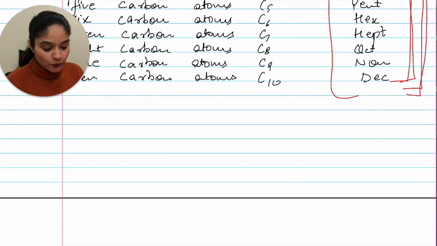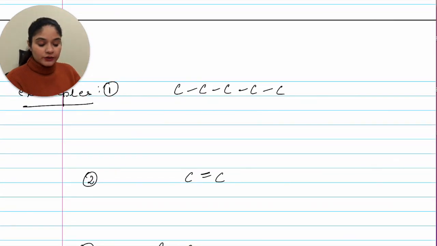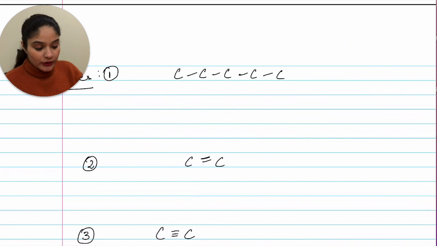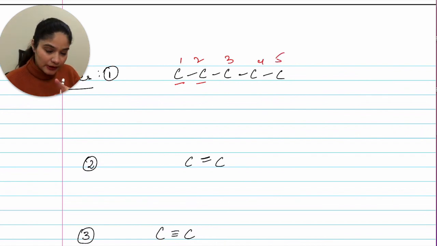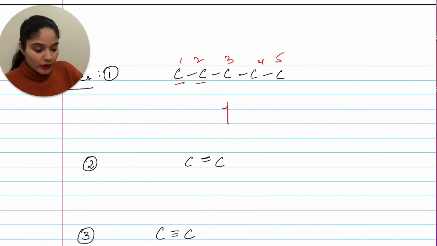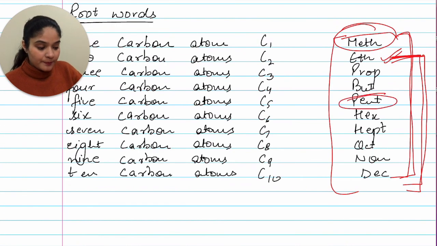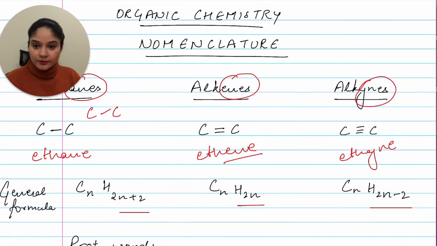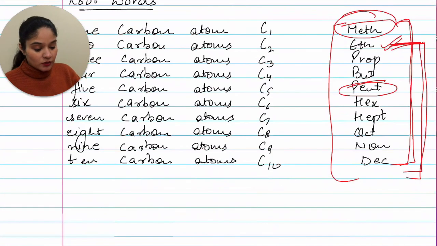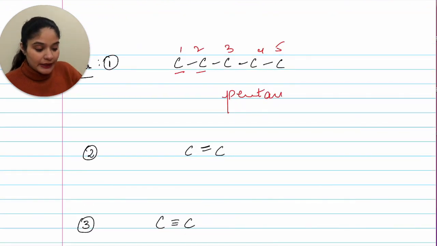Now let's look at a few examples. For example, I have the carbons here. So 1, 2, 3, 4, 5, and all of them are single bonds. So this would become what? 5, so pent. You write pent, that is your root word from here. And since all of them are single bonds, you go for alkanes, A-N-E. So this becomes pentane.